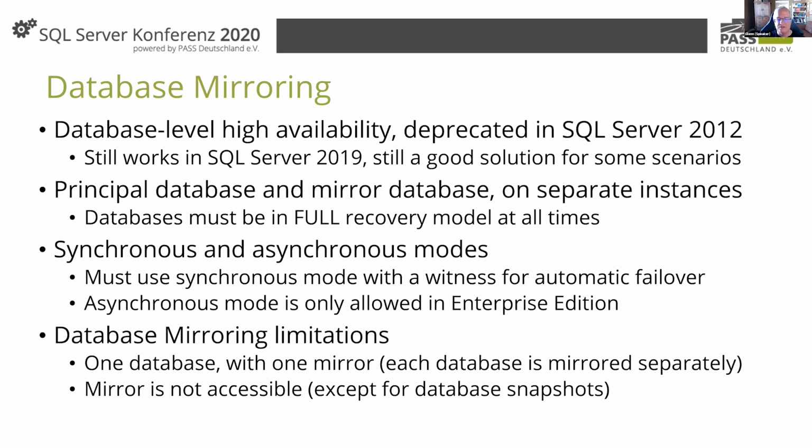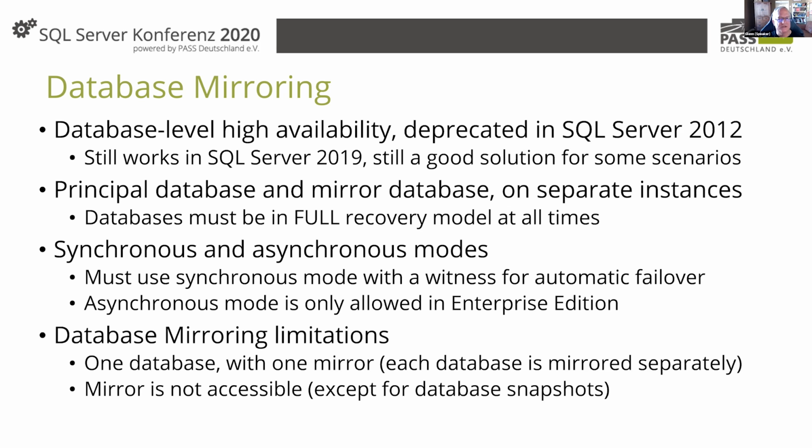So you have synchronous, and that's required if you want automatic failover, or you can have asynchronous in Enterprise Edition, which means you change it on the principal and then you just send it and you don't wait for it to actually get committed. And with asynchronous mode, it's possible for the mirror and the principal to not be synchronized. You can have unsent data or unreplayed data. And that's bad because if you had to fail over in that condition, you could lose some data.